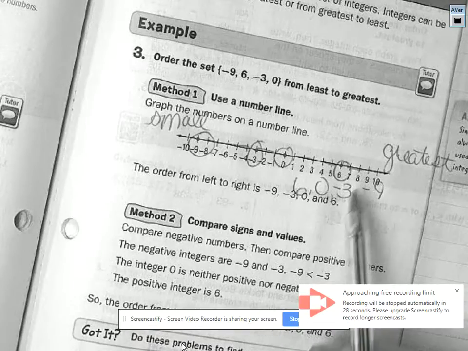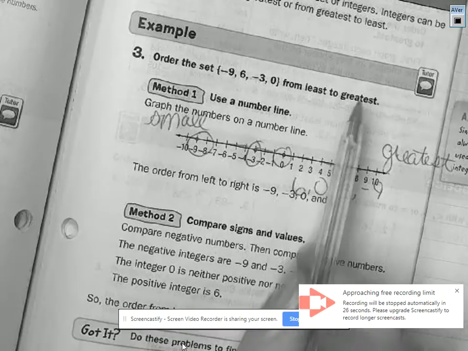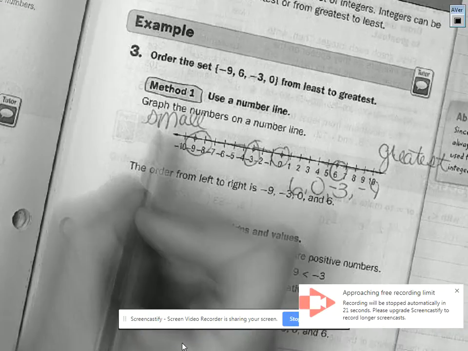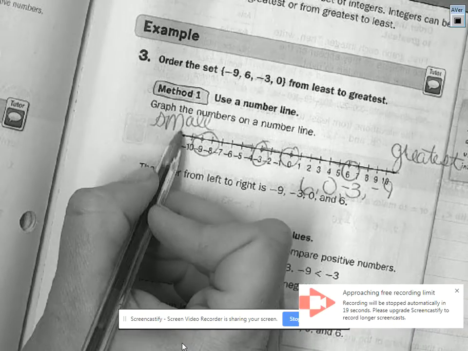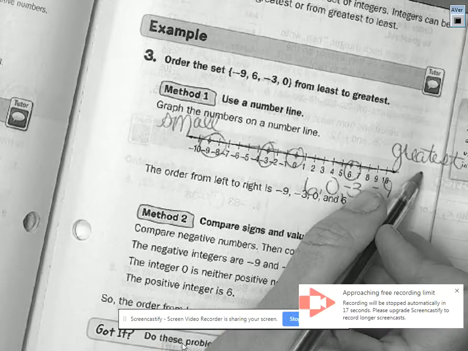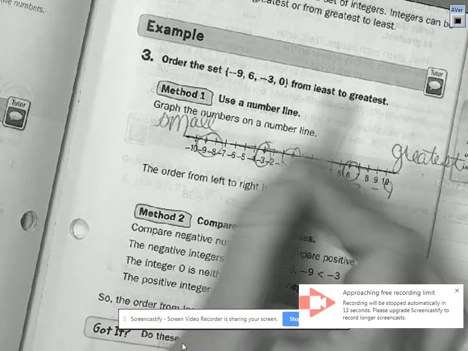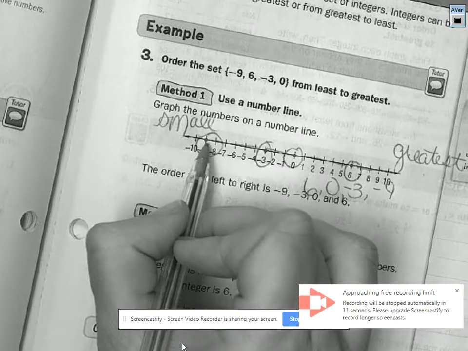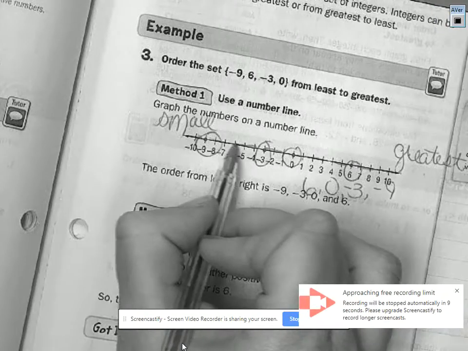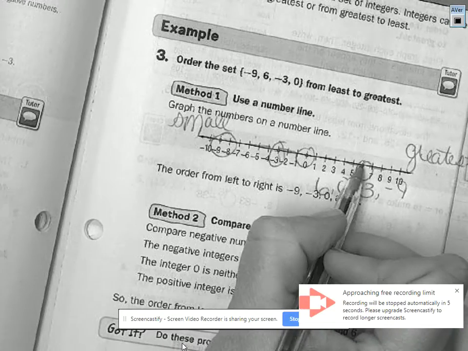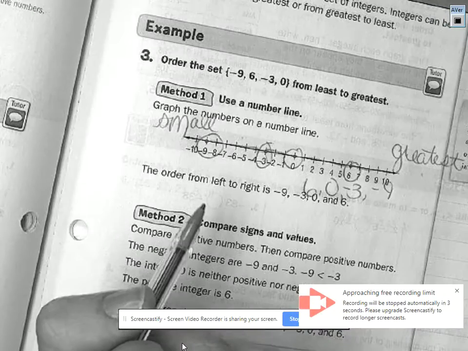If I want least to greatest, like it says here, I'm going to start over here with the least, and I'm going to go this way now, right? Because I'm starting with small, and I'm going to greatest. So if I wanted smallest to greatest, like it says, I'm going to go -9, keep going, -3, keep going, 0, and then 6. Now the second way to do it is I can compare the signs.